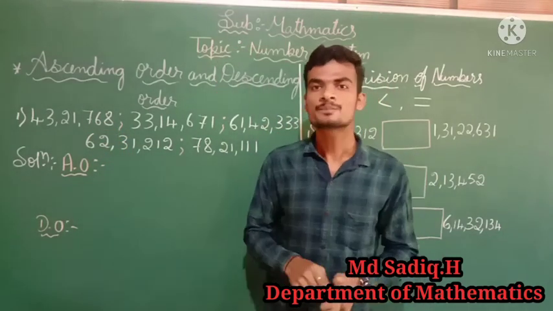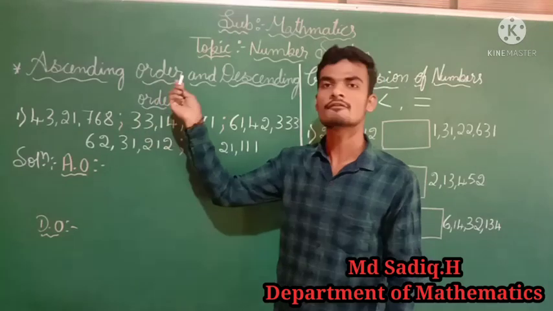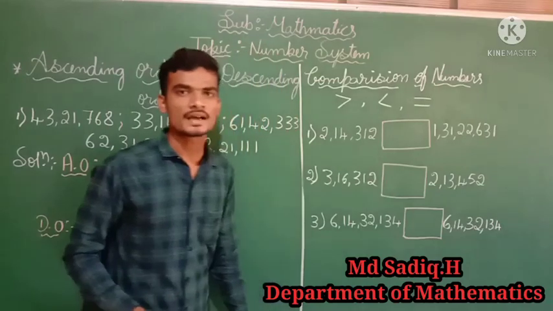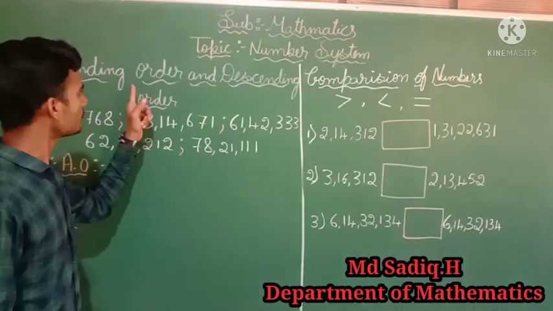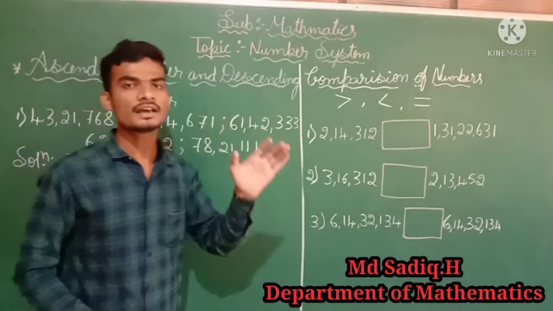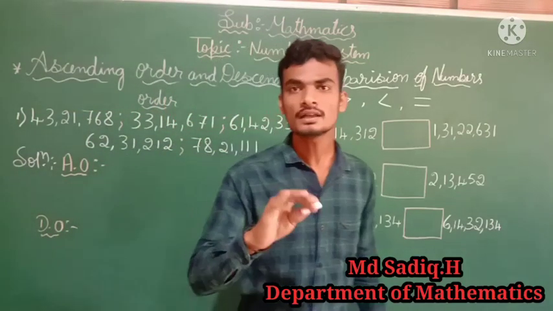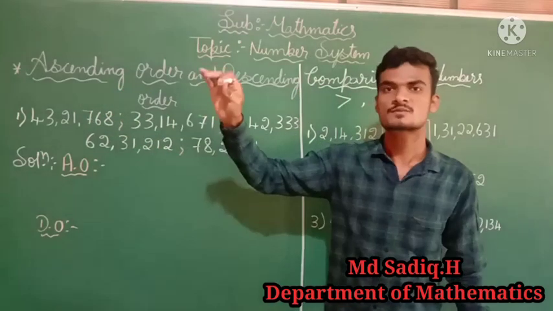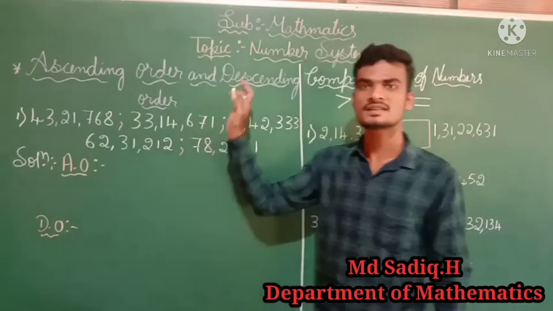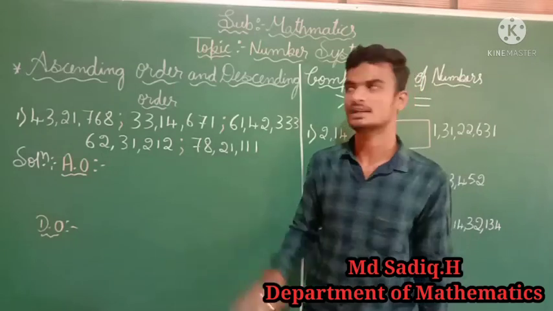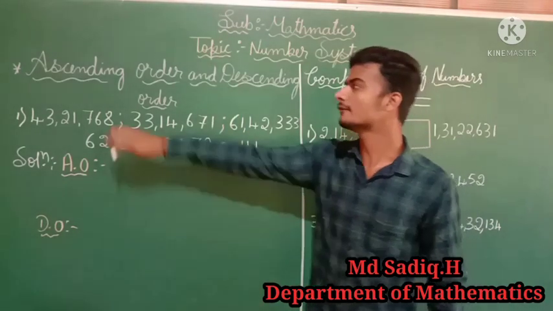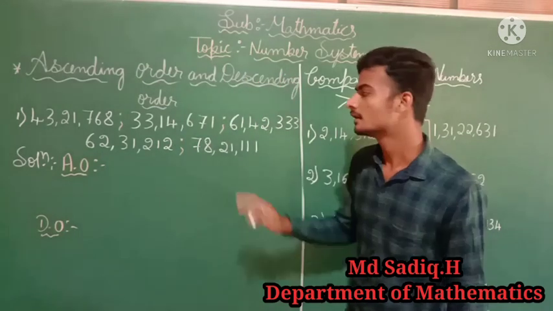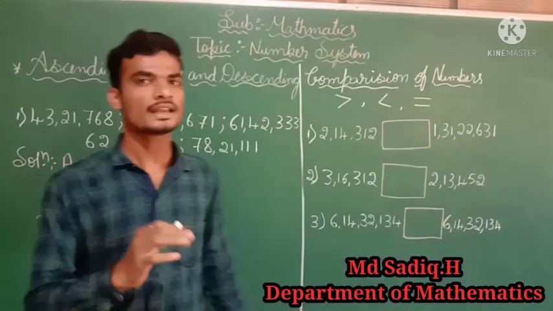First you have to know what is ascending order and what is descending order. Ascending order means the numbers should be arranged from the smaller number to a bigger number. Ascending means smaller to bigger. Descending means bigger to smaller. It is a reverse process. If you know how to write ascending order, descending order is very easy for you. Now let us see, then you can understand well.